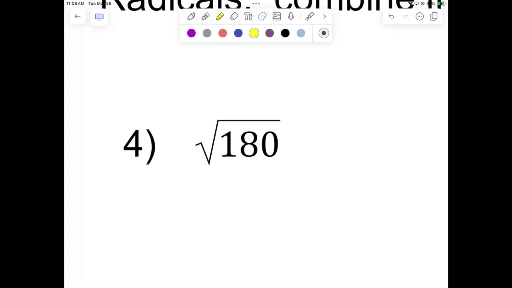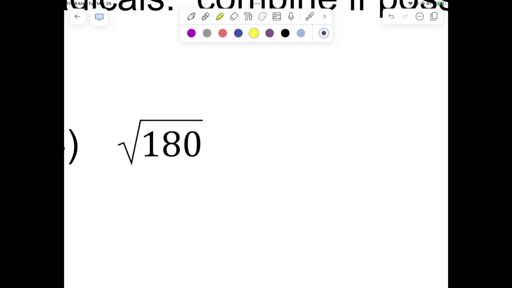Now, is 180 a perfect square? No, it's not. Now, is there hope for numbers that aren't perfect squares to be simplified? Yes, if they have a perfect square factor, you can simplify. The way to do that is to do the upside down birthday cake or factor tree, which I know we've done this year already. So let's do it.